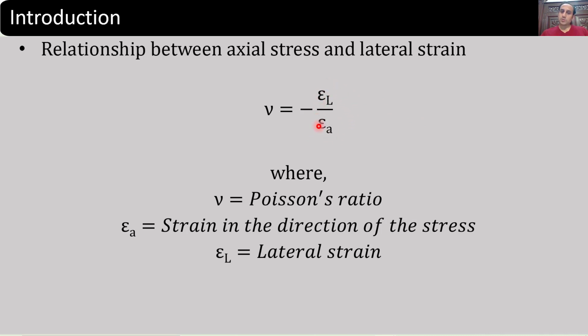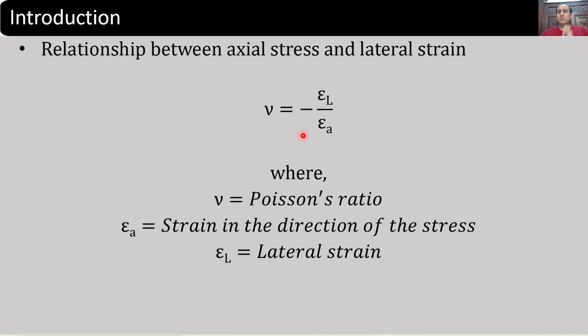This fraction is going to give you the negative value. So we need to multiply this with the negative sign so that we get the value of Poisson's ratio as a positive value. It can be in decimals also.